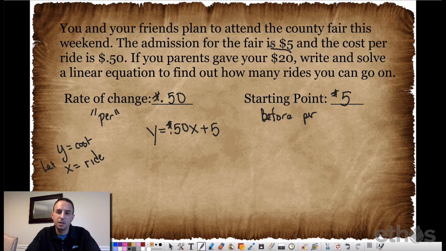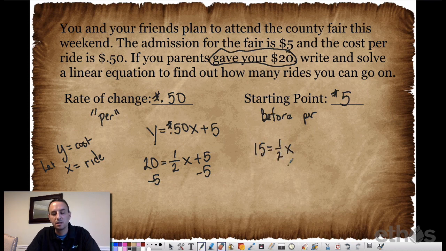Now, for the next portion, I'm given $20, and that's the total I have to spend. So I'm going to plug that in: 20 equals 0.5x plus 5. I actually like fractions more than decimals, so I'm going to switch this to a fraction. You could leave it either way, it doesn't matter. So half a dollar, same idea here. First thing I do is subtract off and solve for x. I subtract off the 5, so I get 15 is equal to 1/2 of x. And then to get rid of a fraction, I multiply by its reciprocal.